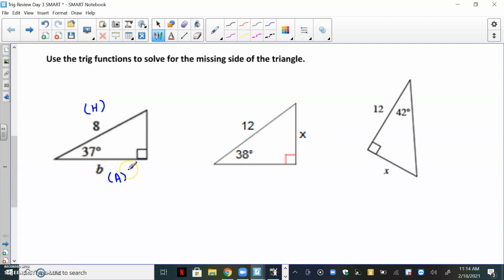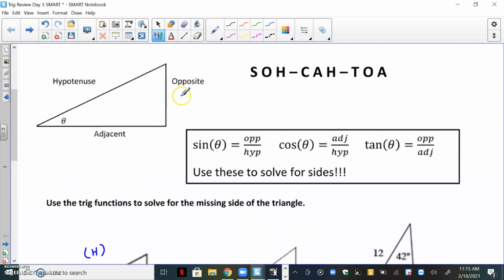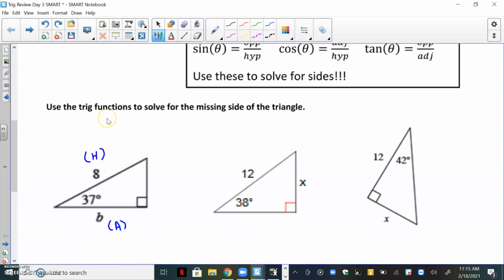Now adjacent literally means right next to, and so you should be able to tell which one's adjacent versus opposite, because opposite is always the farthest away from the angle. If you look up here, this side opposite, it's all the way on the other end. It's not even touching the angle. Adjacent on the other hand is touching the angle. So as long as you don't confuse it with the hypotenuse, that should be a helpful trick.